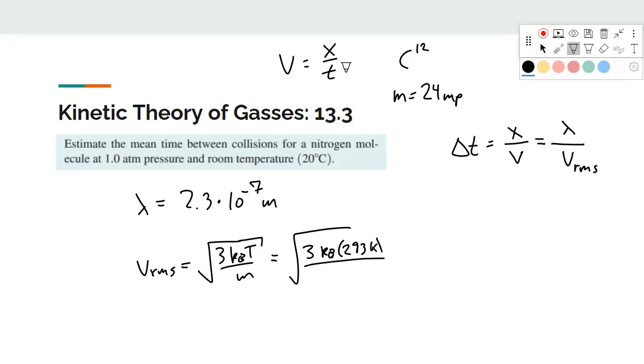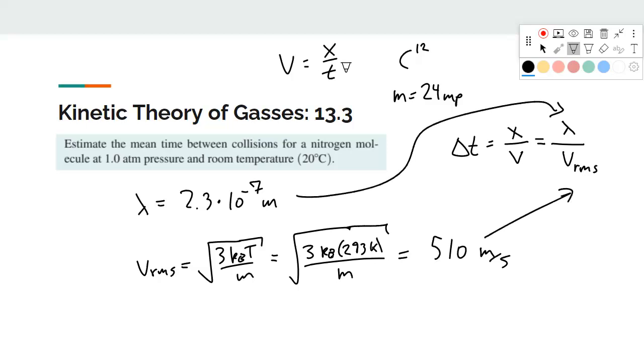So anyways, we plug that mass in. Once we find it, it'll be very small, and we get a RMS velocity of like 510 meters per second. And so now we can take these two things and just divide them. And we get an average time between collisions of 4.5 times 10 to the negative 10 seconds, which is roughly half a nanosecond. Once we convert, yes.